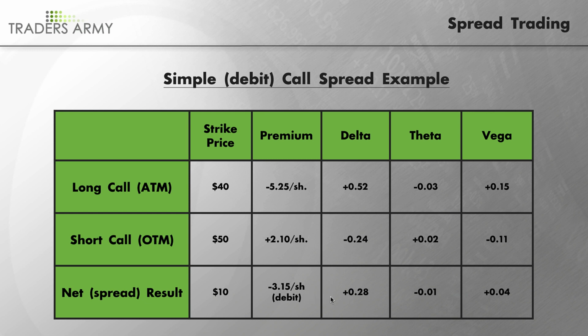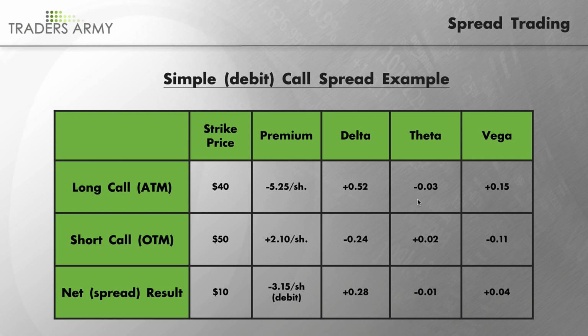Now, we've also reduced our net delta position. So when you take a positive delta of 52 on the option you own and you subtract the 24 deltas that you sold, you end up with 28 net deltas. So which direction do we still need the stock to go? We still need the stock to go up in value.